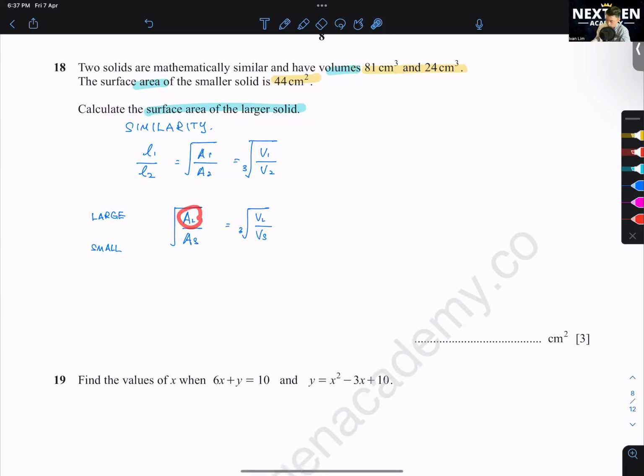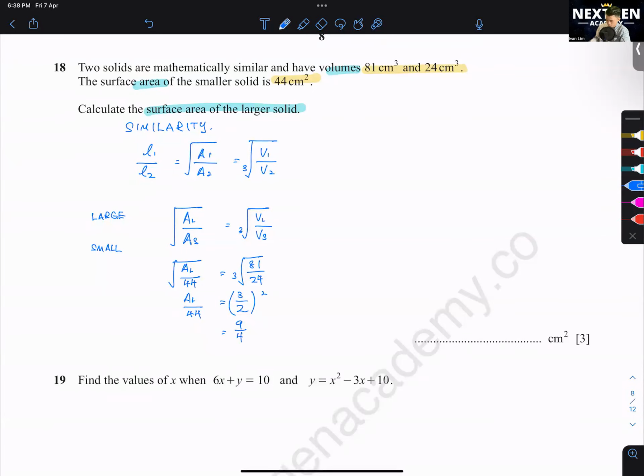This is what we want to find, because it's the area of the large solid. So here will be square root of area large over 44 equals cube root of 81 over 24. Okay, the right hand side, let's just put into the calculator: 3 over 2. Then over here, I will square it. Okay, this one I square. I skipped some steps. Wait, this one we just square. The square root becomes square. Calculate this. This will be 9 over 4.